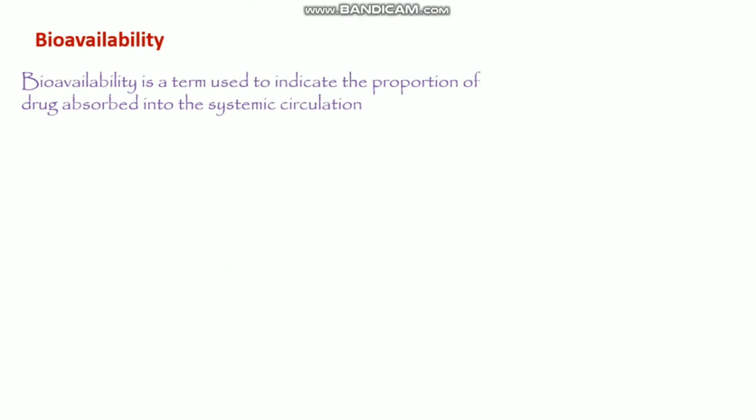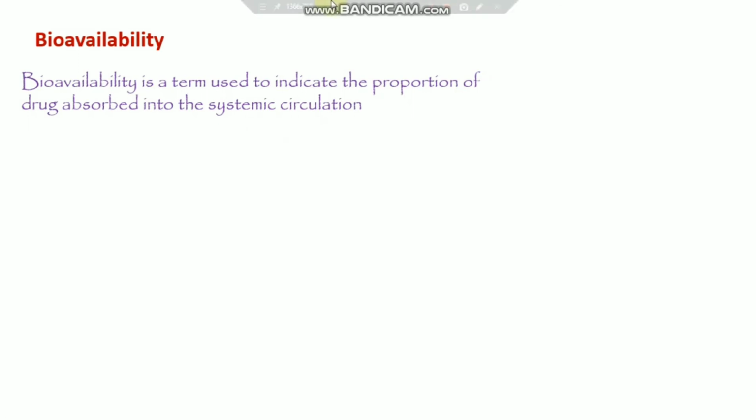So next is the bioavailability. Bioavailability is a term that is used to indicate the proportion of a drug absorbed into the systemic circulation. So here the systemic circulation is the entire bloodstream.